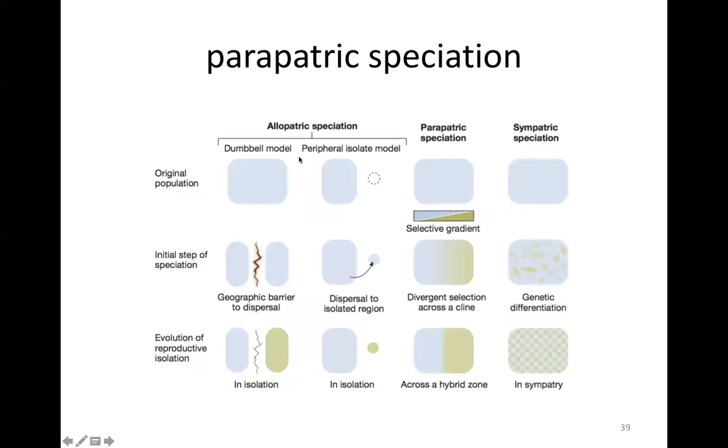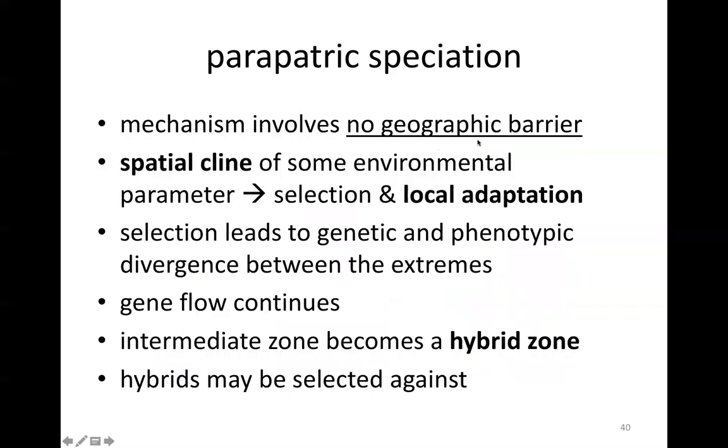Okay, so that's allopatric speciation. As we mentioned, that's one of the most common, probably the most common speciation process in nature. But people have also documented other processes. So one of the interesting cases here is parapatric speciation. Here we don't have a barrier, but we have a cline of some environmental parameter. It could be altitude. It could be the amount of resources, proximity.